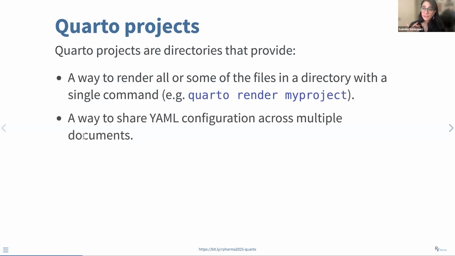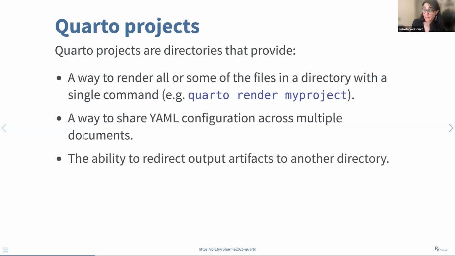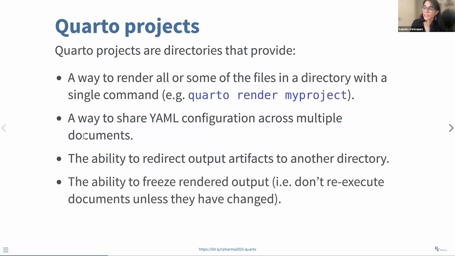The nice thing about this is you can share YAML configurations. So in a website, right, you probably want all your pages to look very similar, and you can specify that within a Quarto project so you don't have to copy and paste it across all of your web pages. You can redirect output artifacts to another directory, which you can't do with standalone documents. And then there's the ability to freeze. This is really great if you have documents that take a really long time to run. If something hasn't changed, it won't automatically rerun it.